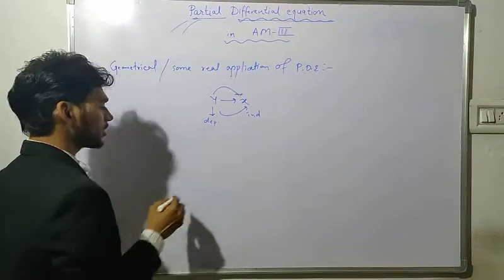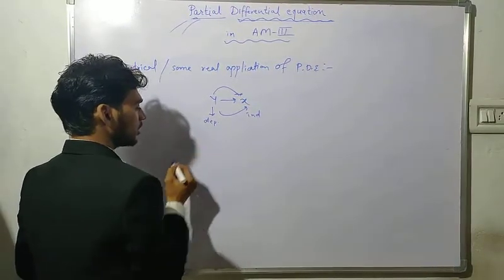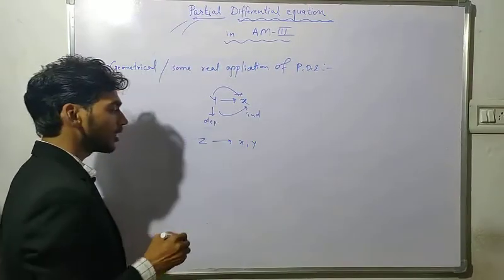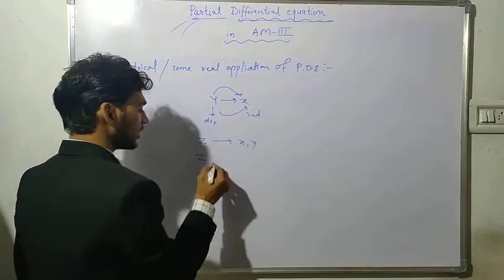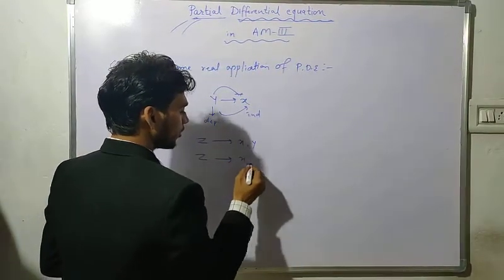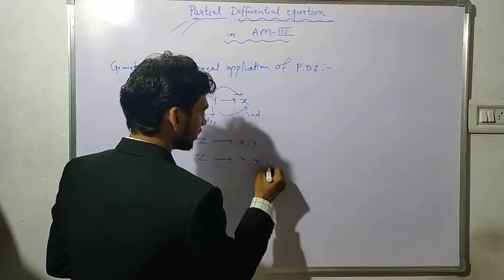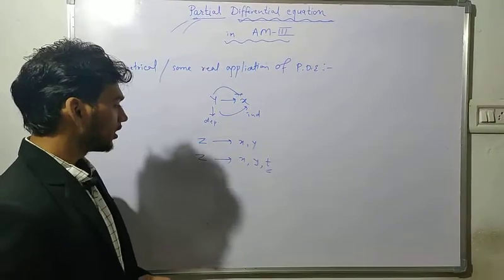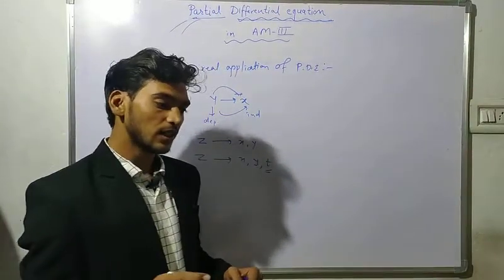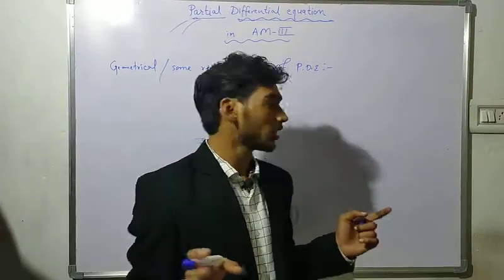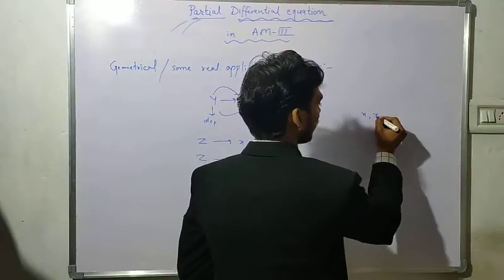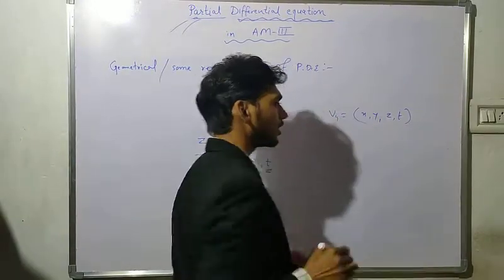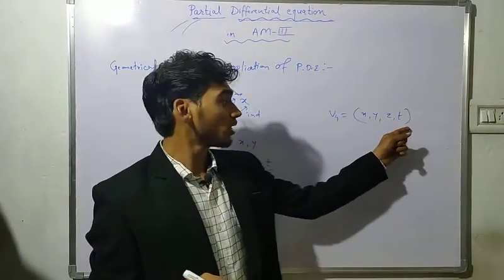But in partial differential equation, we will study about function z, which is dependent on two variables x, y, or more variables. For example, z depends on x, y, and t, where t is the time coordinate. Generally, if we talk about fourth dimensional, then we will write x, y, z, and t as the coordinates. Okay, so that is our fourth dimension.